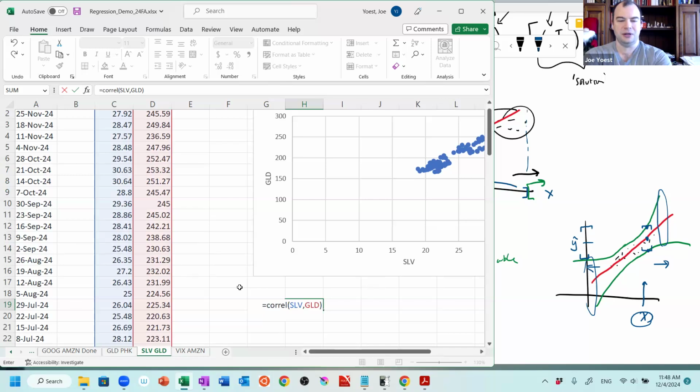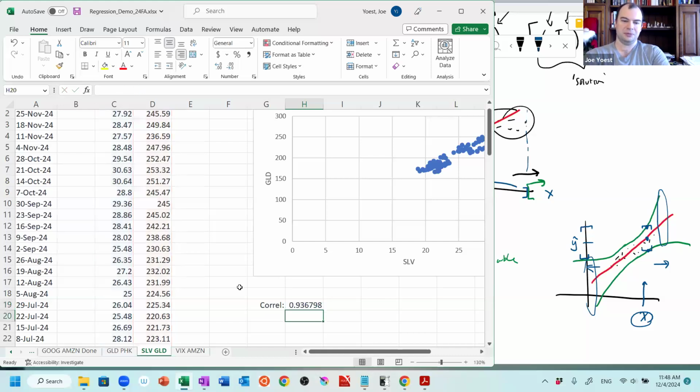Either way you want to do it. You can either do equals CORREL, open parentheses, and then select the data, or name the data and then type their names in. But I do see a correlation here of 93, 94%. I'm probably going to be pretty happy with this model. Having this high of a degree of linear relationship, I'm probably going to get a pretty good model out.